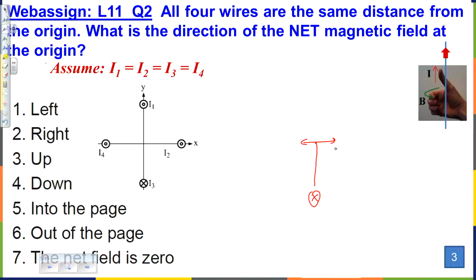So, what do you think? Which is the correct direction? To the right or to the left? To the right. The thumb now must be directed into the screen, and the fingers show you clockwise direction. So this is wrong.